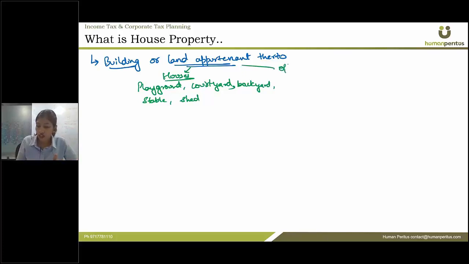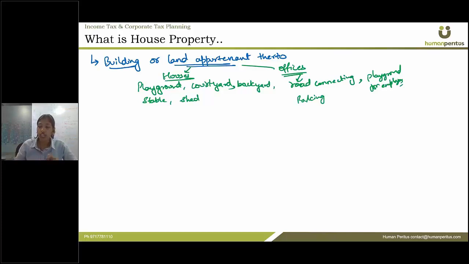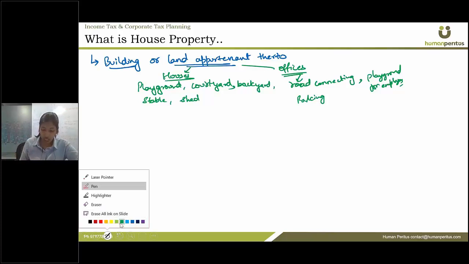In the case of offices also, if there are different buildings, the roads connecting those buildings will also be a part of it. If there is any playground or play area for the employees, that will also become a part of it. The parking area is also a part of it. So any extra land that is attached to the building will become a part of the house property, and any income that you receive from it will also be calculated under this head. So that is house property.